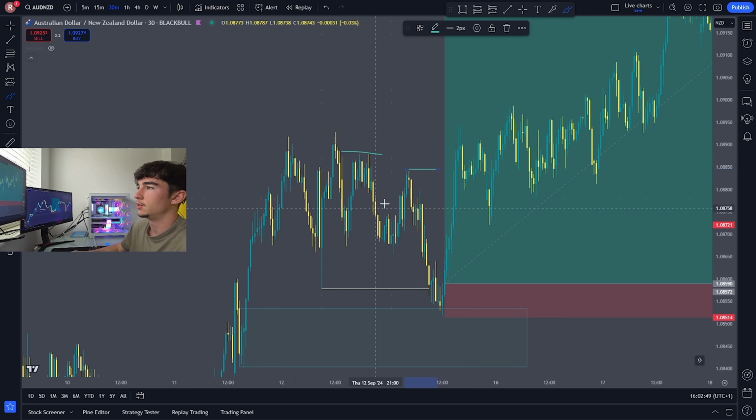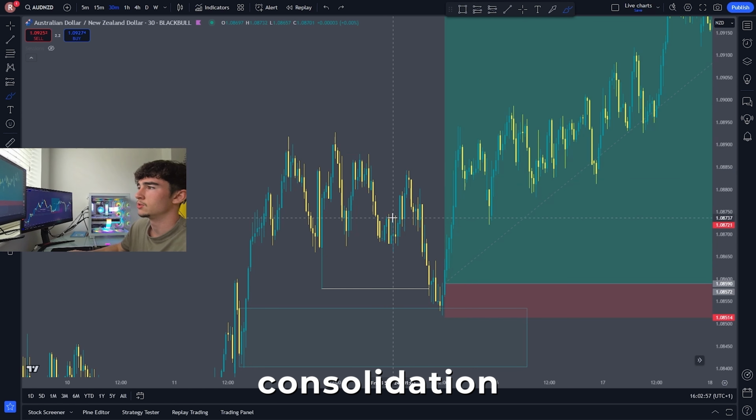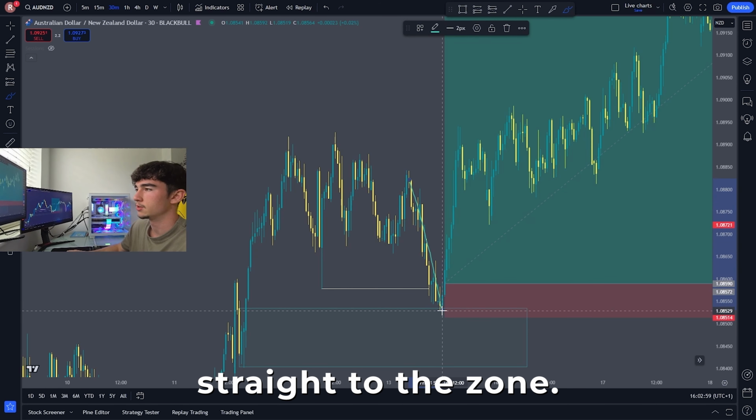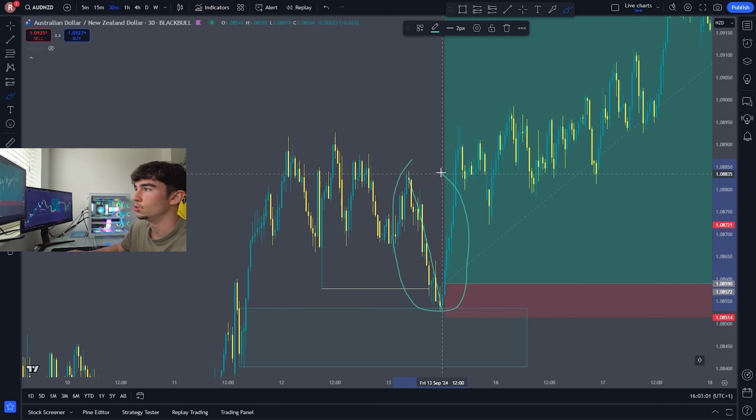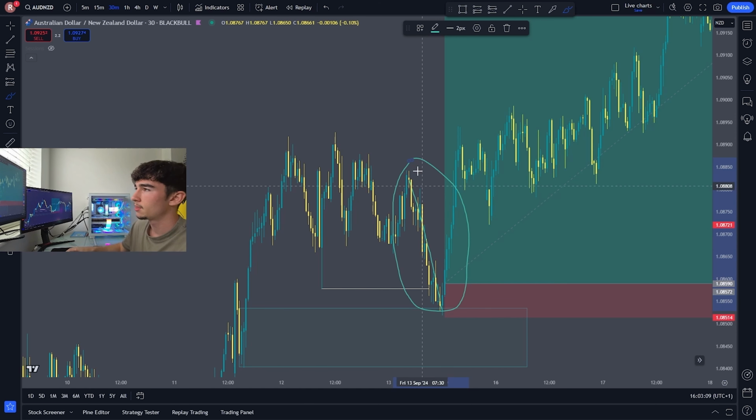It was just something that makes it a little bit lower quality. So consolidating a bit more, being slightly indecisive, that's never really a good sign. However, what was a good sign is after this consolidation finished, we just dropped straight to the zone. The more direct you move to a zone, if it then gets a bullish close, that tends to always be a good thing. Just because of how direct it's moving, this is what we always want to see.